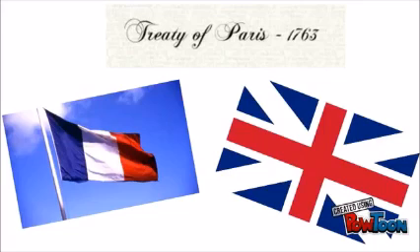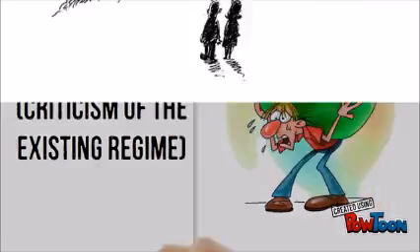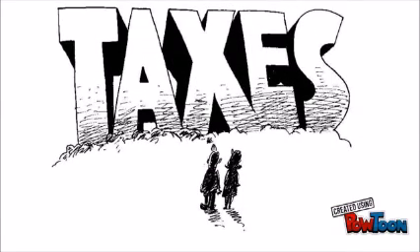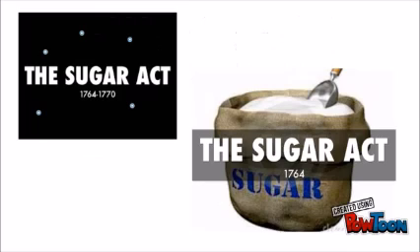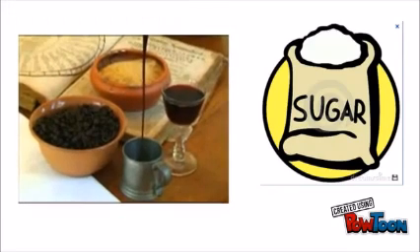Then it came to the second stage, criticism of the existing regime. The Seven Years' War left the British with an economic crisis and a lot of debts, so they taxed American colonists in order to recover the money they had lost. The taxes that existed were the Sugar Act. The Sugar Act was a group of taxes imposed on April 5, 1764. The taxes were on imported wine, imported iron, foreign refined sugar, molasses, and coffee.